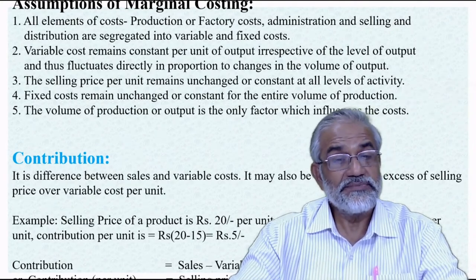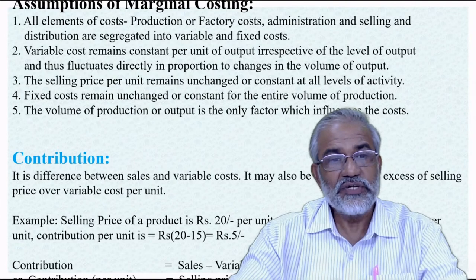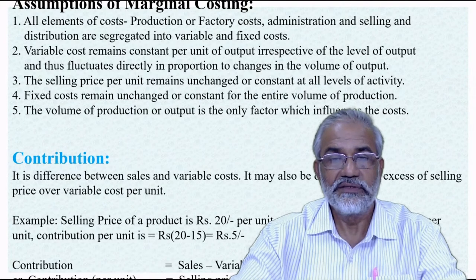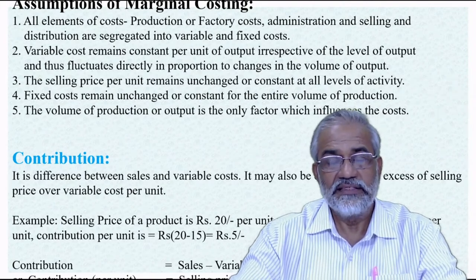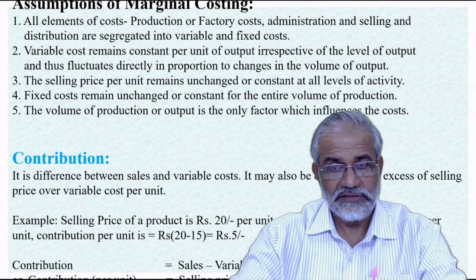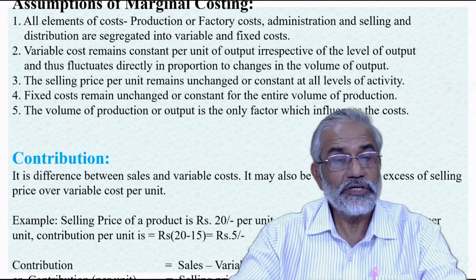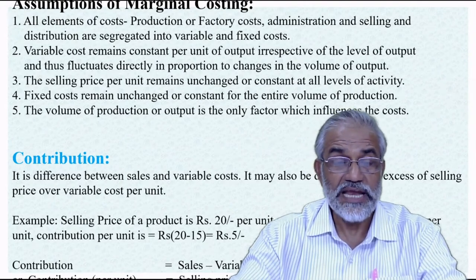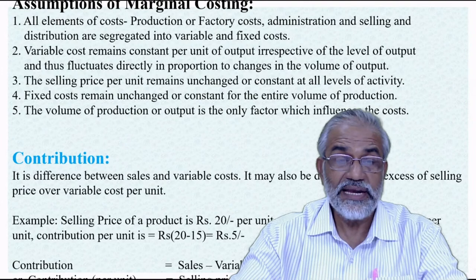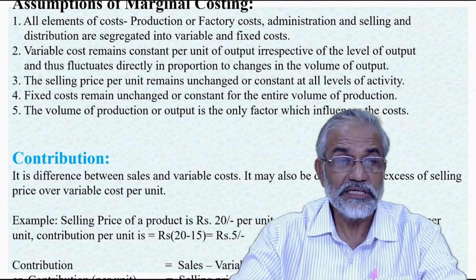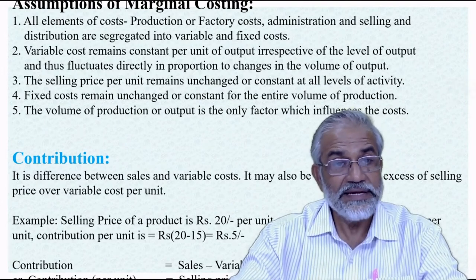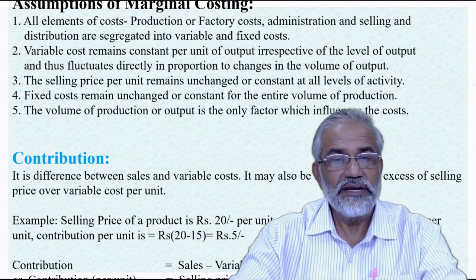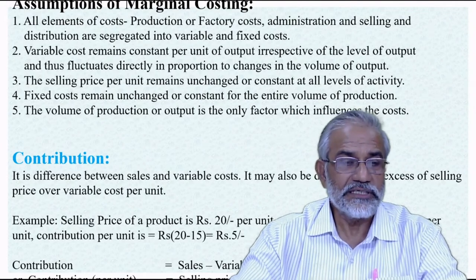The fourth important assumption under marginal costing is the fixed costs remain unchanged or constant for the entire volume of production. When you are assuming that the range of production is such, during that particular range of production, the amount of fixed cost will remain unchanged and constant. Per unit fixed cost will definitely vary depending upon the volume of production, but the fixed cost in totality over the period will remain constant and it will never change over the volume of production.